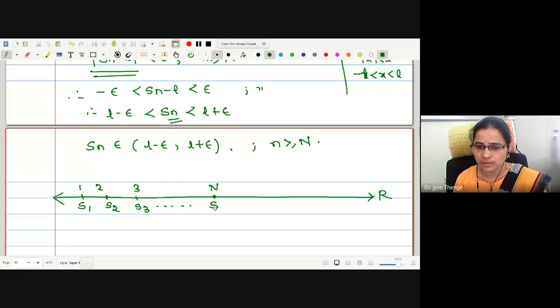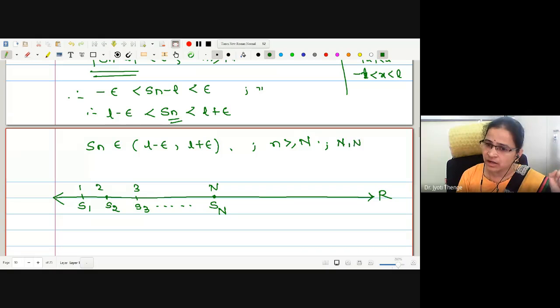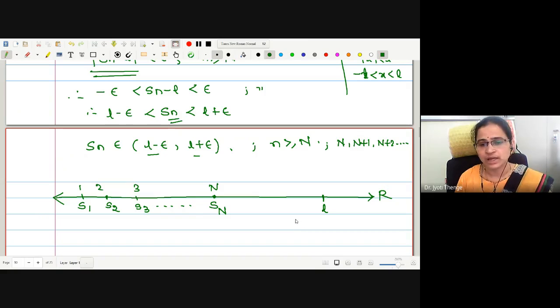What is the corresponding element of the sequence here? This is Sn. And what does the statement say? All the sequence points from capital N and onwards, that is, Sn, Sn+1, Sn+2 and so on, should lie in the open interval L minus epsilon to L plus epsilon. Let me mark my L somewhere here.